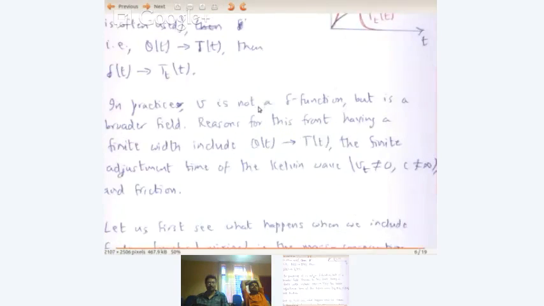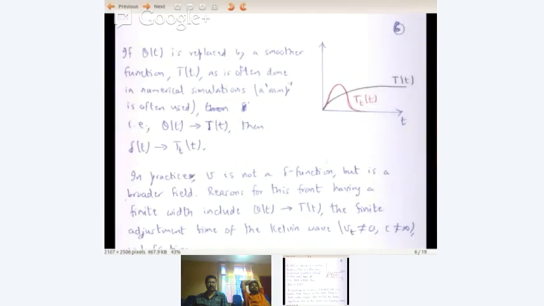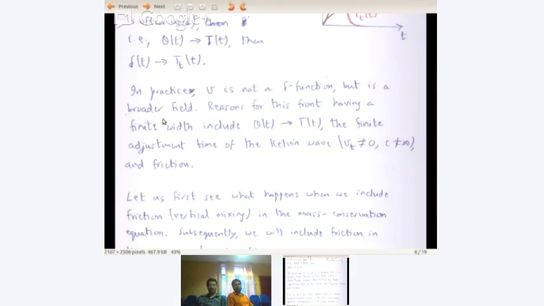We said that if you look at data, you will find that you don't really have a delta function for the front. And if you look at data for the wind, you also find that you normally don't have switched on winds. There's usually a finite time, even if short, over which the wind field sets up. So if you replace theta of t by a smoother function T of t, as shown here, then the delta function will be replaced by dT/dt. And that is not squashed like a delta function. It has a finite width. So in practice, V is not a delta function, but is a broader field.